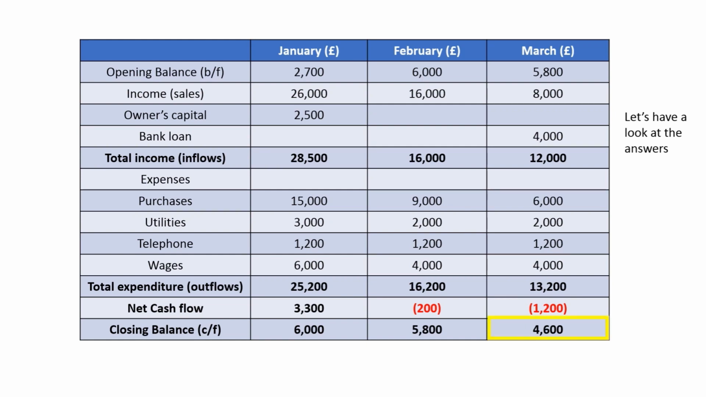We then get to our closing balance, and again the formula is our opening balance plus our net cash flow. In our case, 5,800 plus minus or negative 1,200. Therefore, we have to deduct it. So that comes to 4,600.